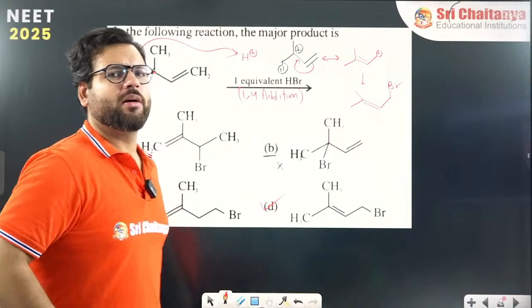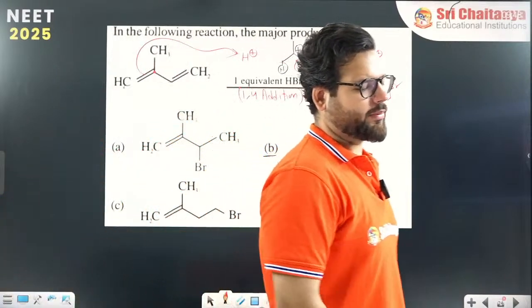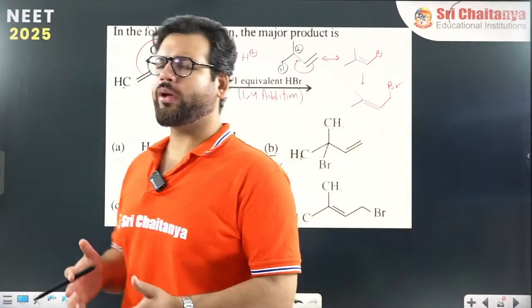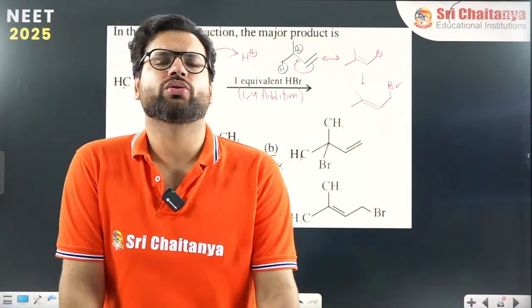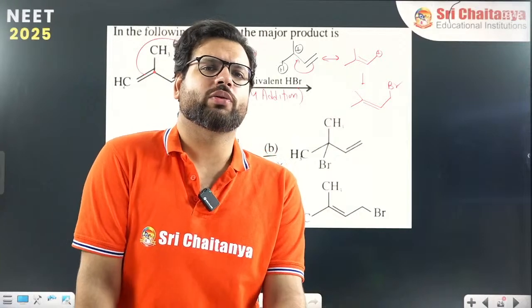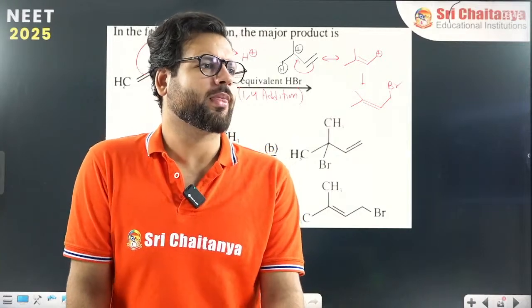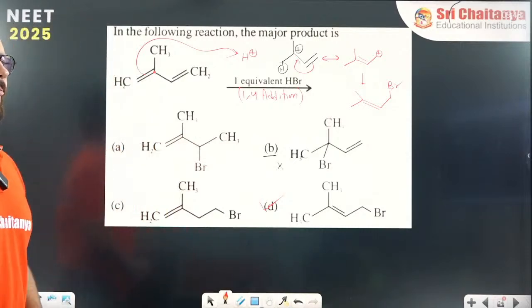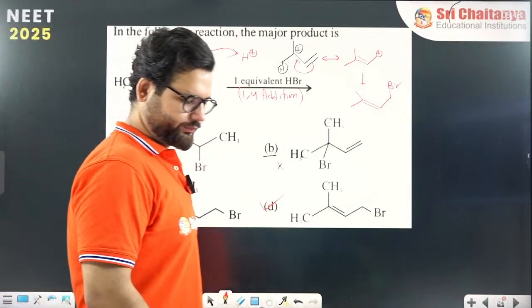Little difficult, but if you can learn this, you should remember. Whenever there are conjugated pi bonds, instead of doing 1,2 addition, you should do 1,4 addition to get the major product. Next one.